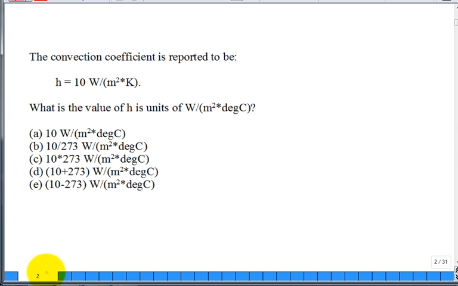The convection coefficient you're told to be is 10 watts per meter squared Kelvin. What is the value of h in units of watts per meter squared degrees C? No change there, but degrees C is the change. So now we're up and running.